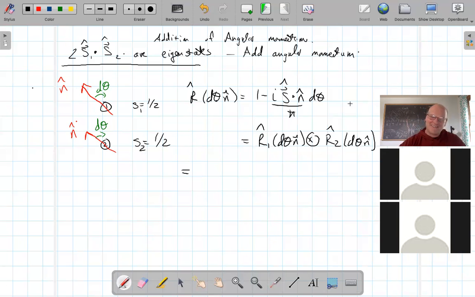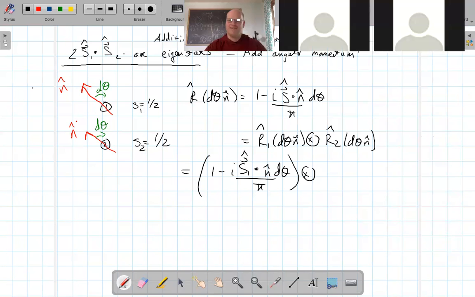Good. So basically, I have two of these terms, and I have to tensor product them with each other, right? So now I have 1 minus i S vector 1 dotted with n d theta over h bar, tensor product, then times 1 minus i S vector 2 dotted with n hat d theta, all divided by h bar.